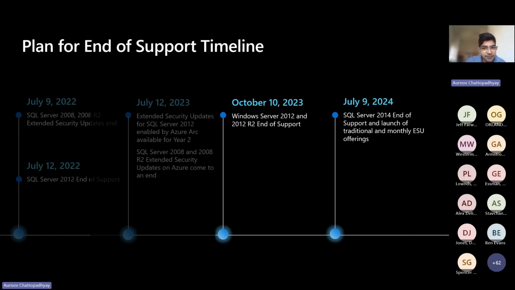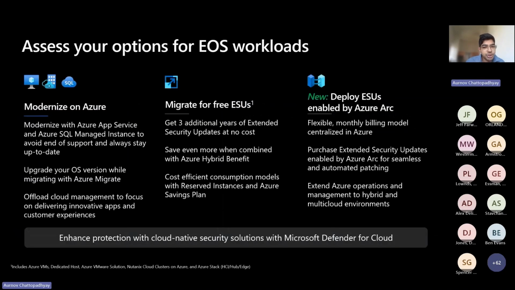Now, what does this mean? When it comes to your options for your end of support infrastructure, you really have three main choices. One main choice, and we see most customers do this, is modernize to Azure, right? When you upgrade your OS while migrating with Azure Migrate, or going to a higher version with AVS, for example, you then no longer need ESUs. You effectively don't need ESUs at that point.